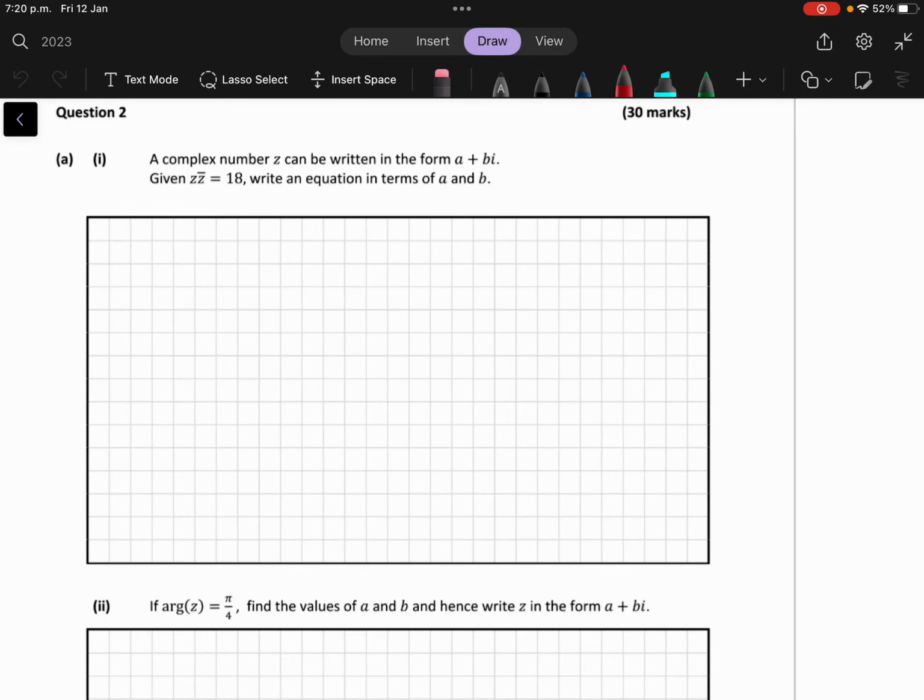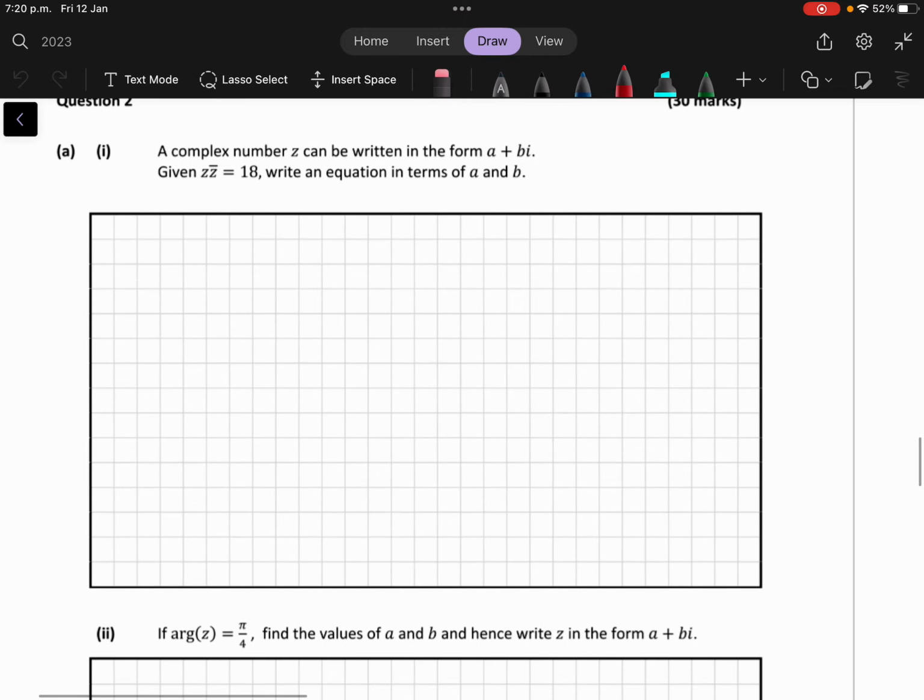Let's work on these complex number exam questions and see how easy they are. You have a complex number written in the form a plus bi, and given z star equal to 18, write the equation in terms of a and b. What it means is z complement is equal to 18. So I can write it as a plus bi times a minus bi is equal to 18.